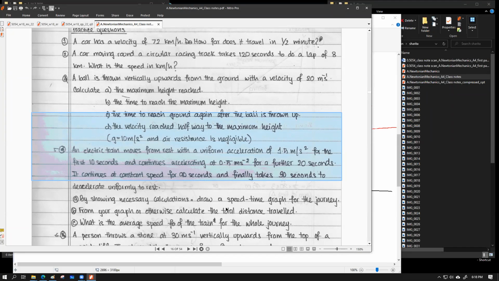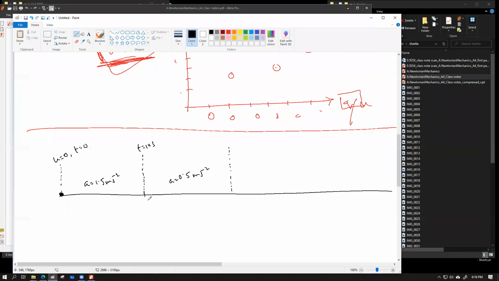Now, this means from here the time is 20 seconds, right? But the t values I am writing are absolute values, meaning starting from the beginning. If this is t equals 0, this is t equals 10, then this should be what? t equals 30.